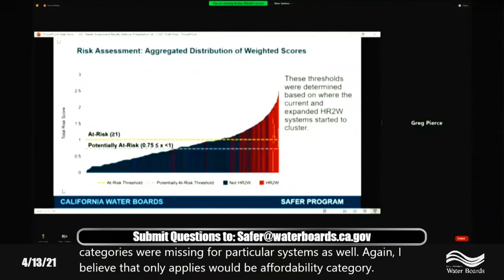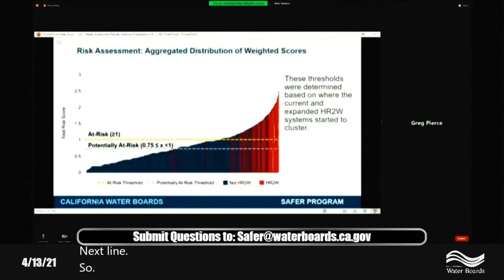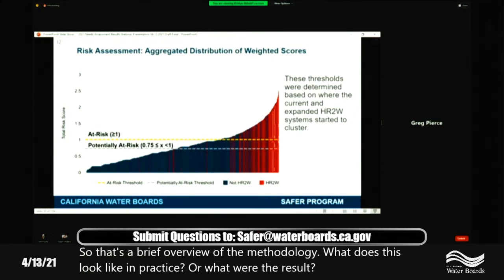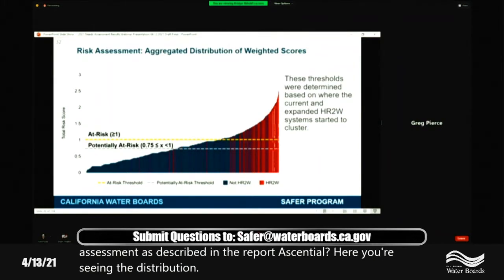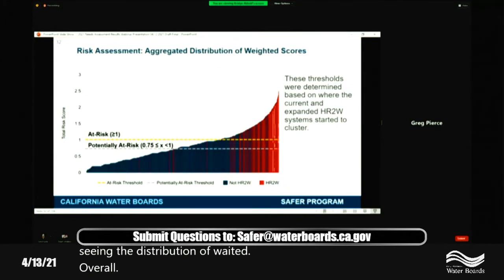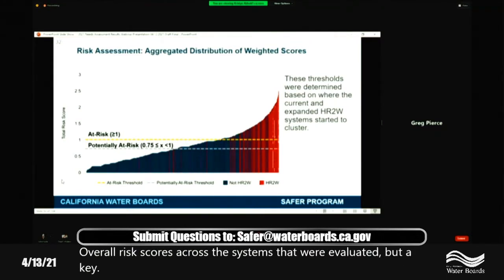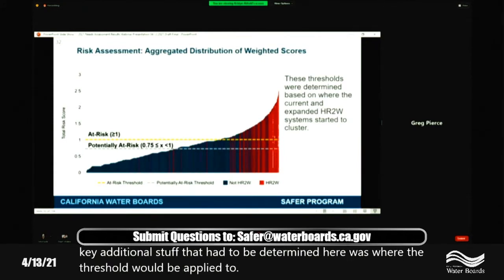Next slide. So that's a brief overview of the methodology. What does this look like in practice, or what were the results of the risk assessment as described in the report? Essentially, here you're seeing the distribution of weighted overall risk scores across the systems that were evaluated. But a key additional step that had to be determined here was where the threshold would be applied to designate systems as potentially at risk or at risk.